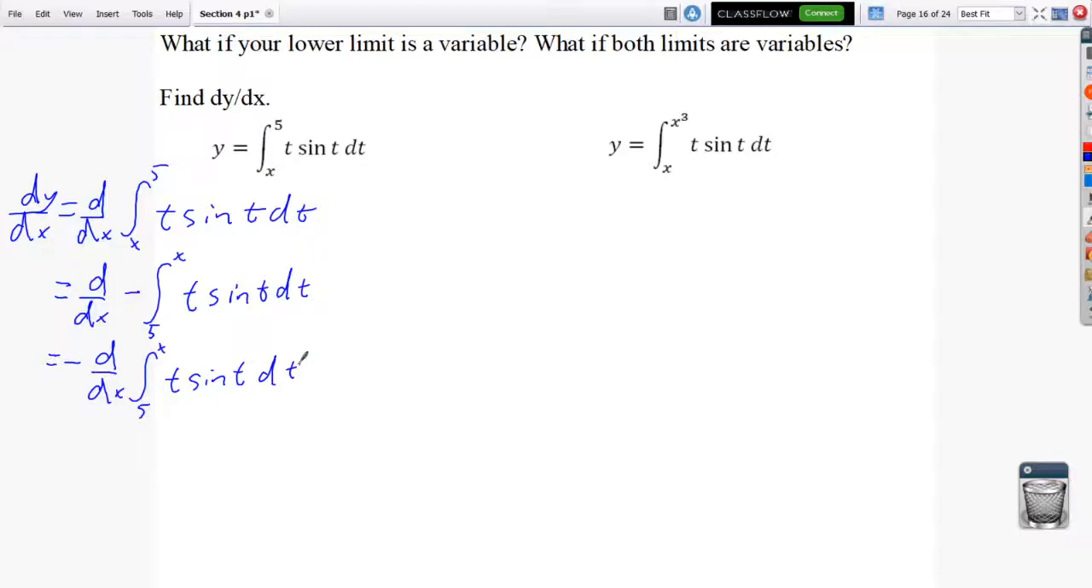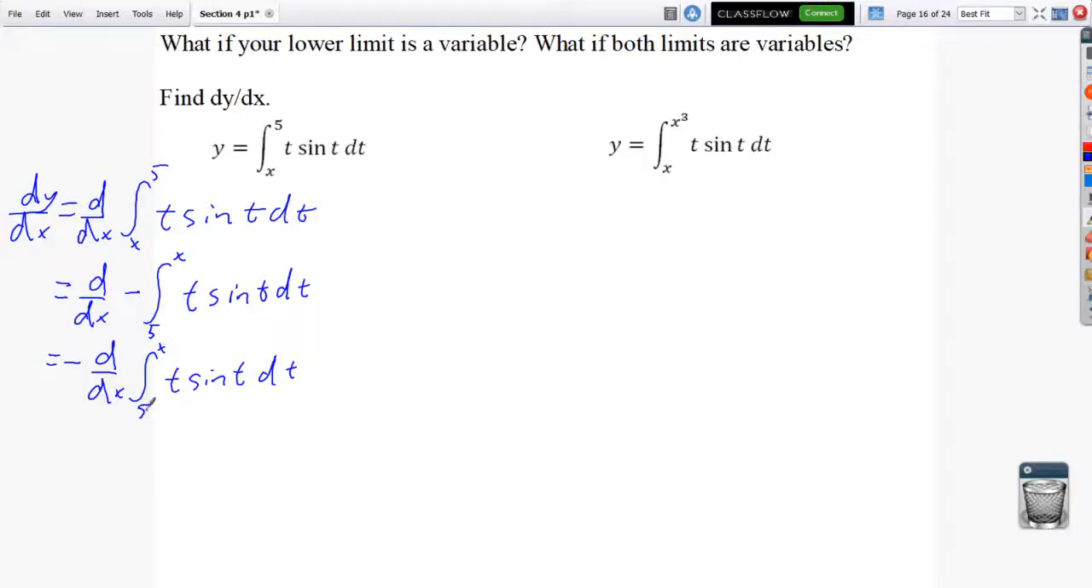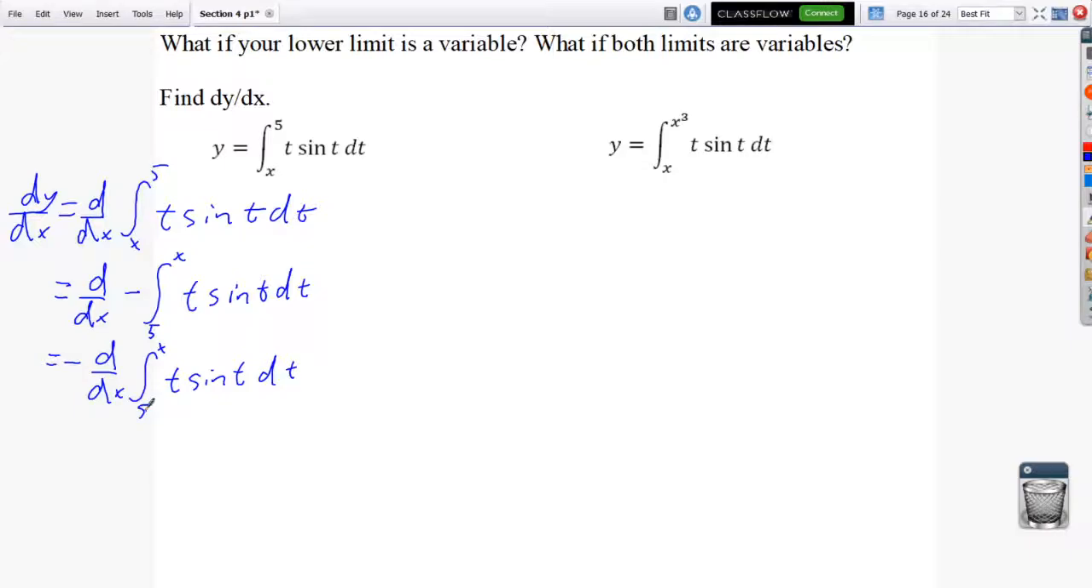Are we taking the derivative of an integral? Yes. Does the variable of differentiation match the upper limit? Now it does. Is the lower limit constant? It is now. So now, this just becomes negative x sine x. So if your lower limit's variable and your upper limit's constant, just flippity flop them and take the opposite.